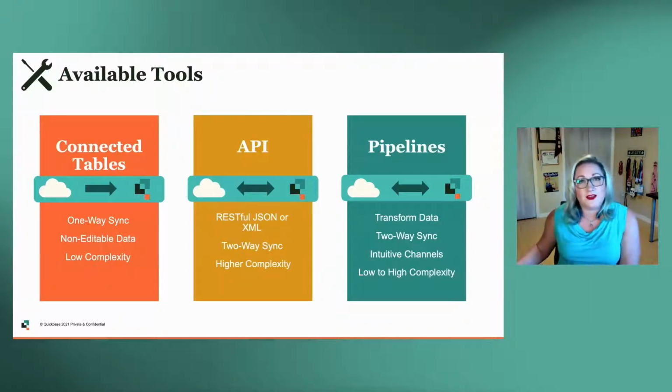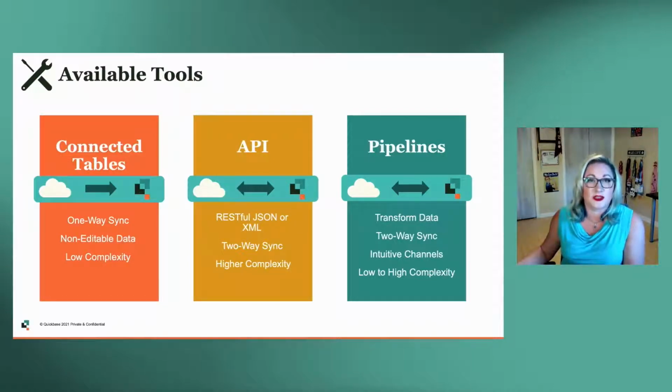Finally, the new kid on the street is pipelines. Pipelines offers you a way to transform your data. You can have a two-way sync between systems or between Quickbase applications. There's intuitive channels for you to use. We have over 30 channels currently. And pipelines can be low to high complexity. It again kind of evens that playing field where your advanced developers can build advanced pipelines, but even your beginner builders can build a pipeline between Quickbase and Salesforce.